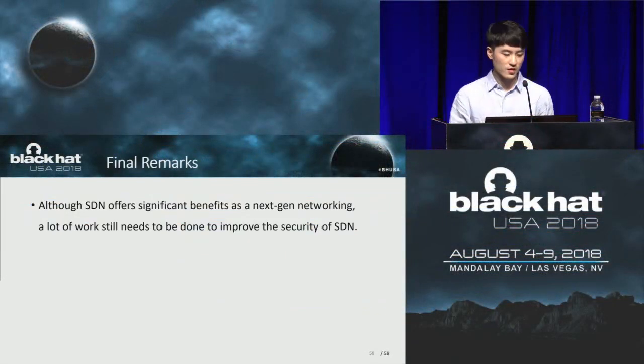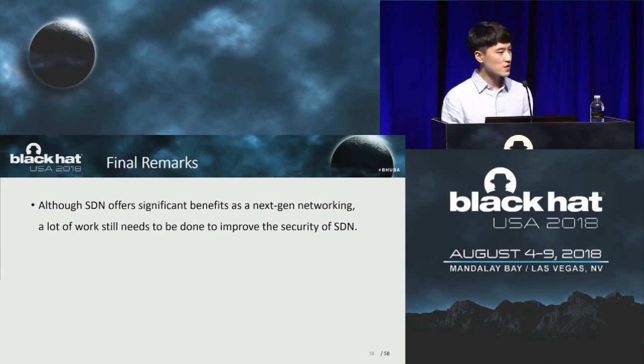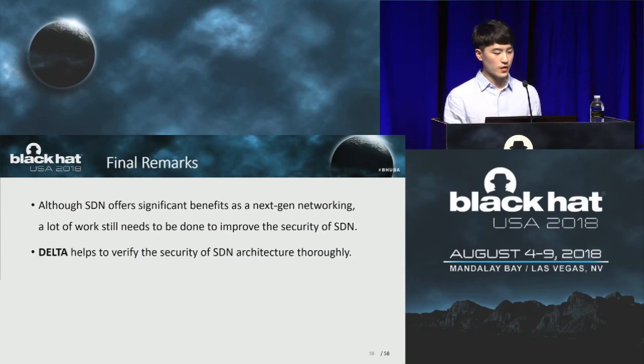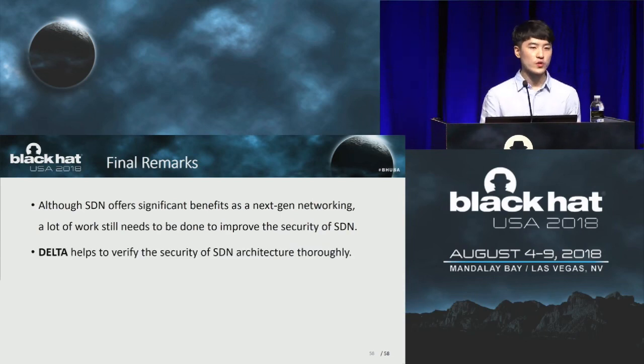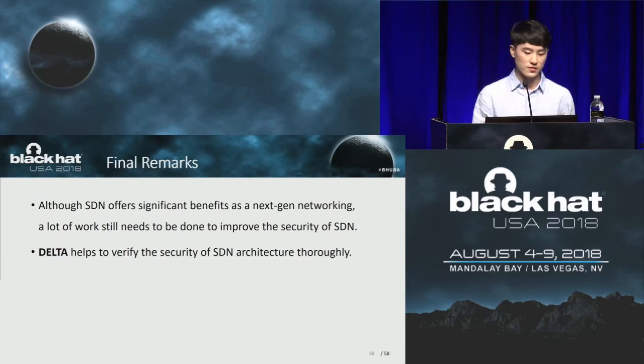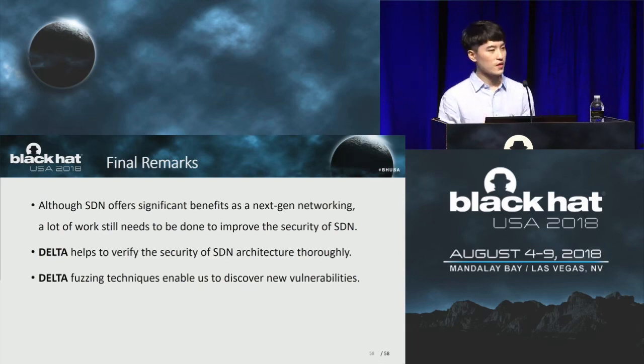So in conclusion, we all know that SDN is known as a next generation networking because it has significant benefits over traditional networking. But still, there are a lot of vulnerabilities, so we need to improve the security of SDN. With the help of Delta, we can systematically conduct pen testing against the entire SDN architecture. And the fuzzing techniques of Delta allow us to find new vulnerabilities.